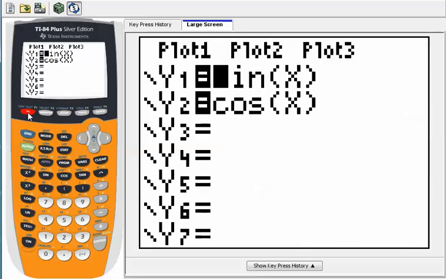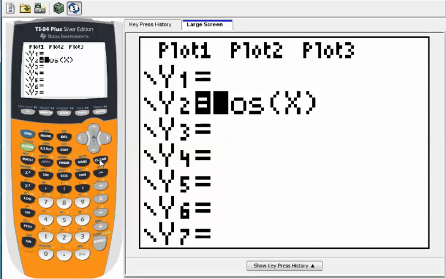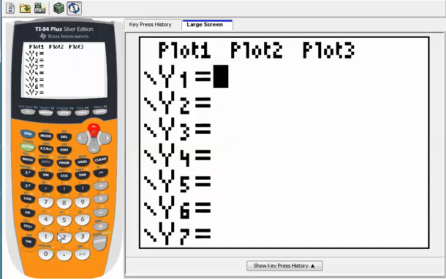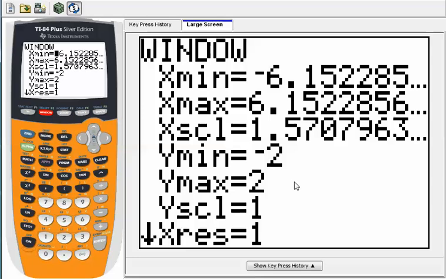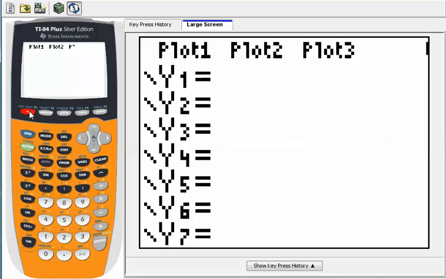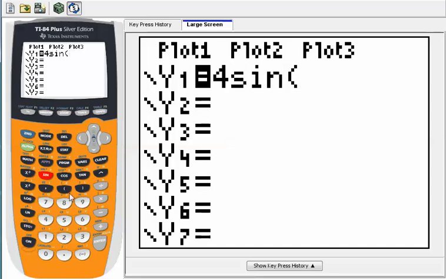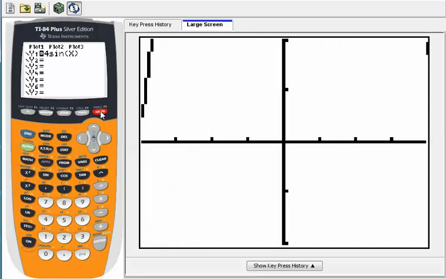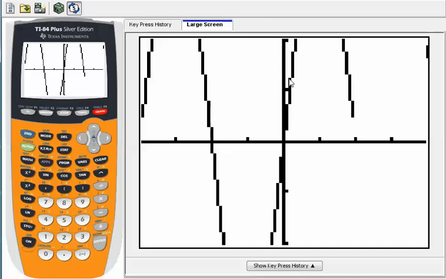Okay, so I'm going to go into the y equals screen, and I'm going to clear out both of the functions. We're going to start fresh. Now, I did leave my window here with the y-min as low as -2 and the y-max as high as 2. And that was fine for what we were looking at, but what if we do a transformation of the trigonometric function? Like, let's say I multiply everything by 4, and then I graph it. What's going to happen? Oh.